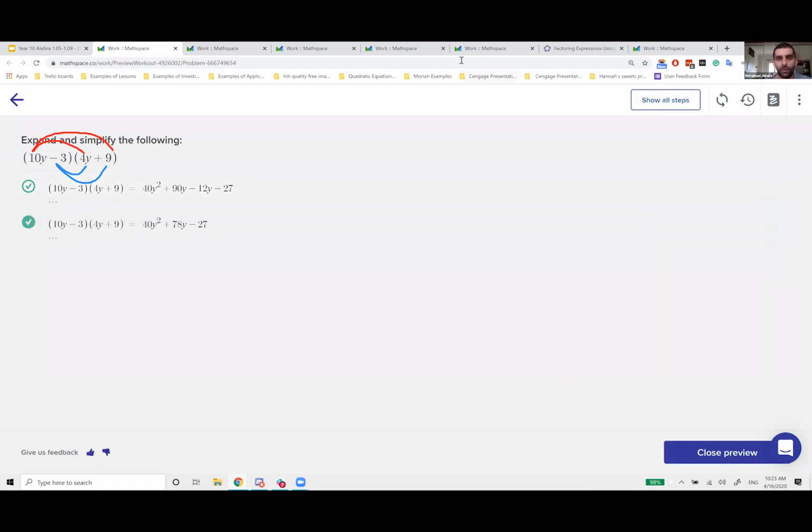Okay, so that's the first example. Hopefully everyone's really comfortable with expanding binomials. You've got to be really comfortable with it, because when you go factorising, that's when we have to go the other way. Okay, let me clear my drawings.